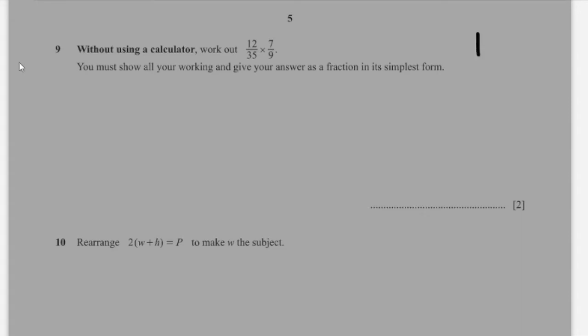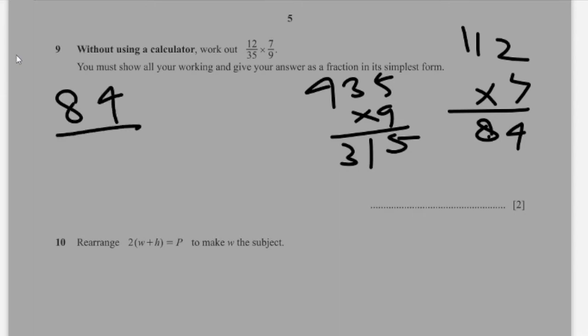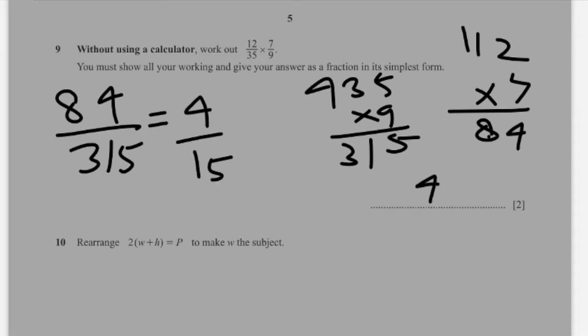So we start off with multiplying 12 with 7. So 7 2s are 14, 7 1s are 7, and we add 1, which gives us 8. And then we have 35 into 9. So 9 5s are 45, 3 9s are 27. We add 4, which gives us 31. So we have 84 upon 315, which when simplified gives us the answer of 4 by 15. And here we have our answer.